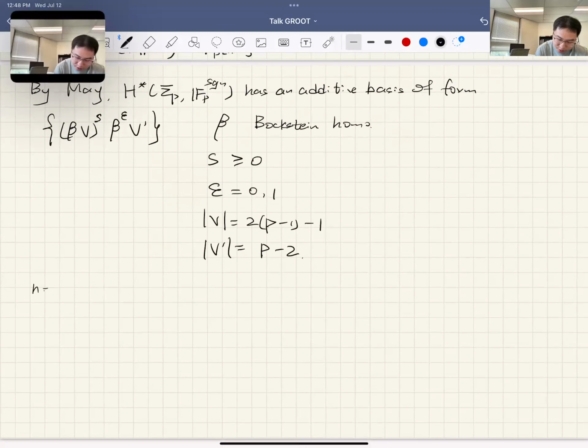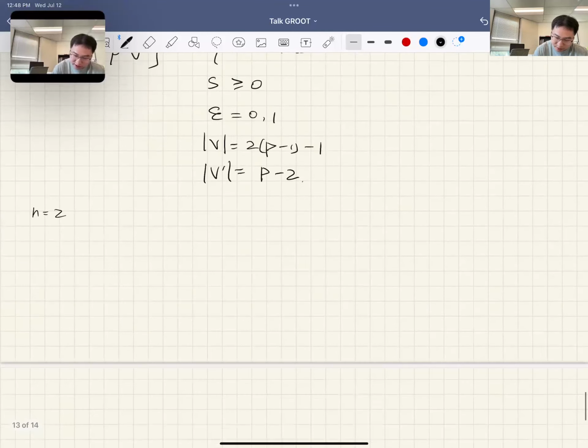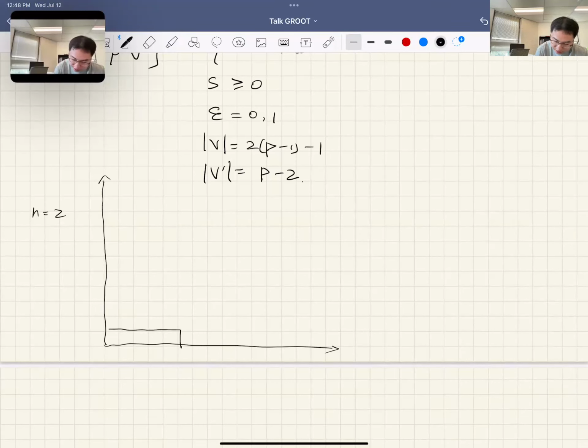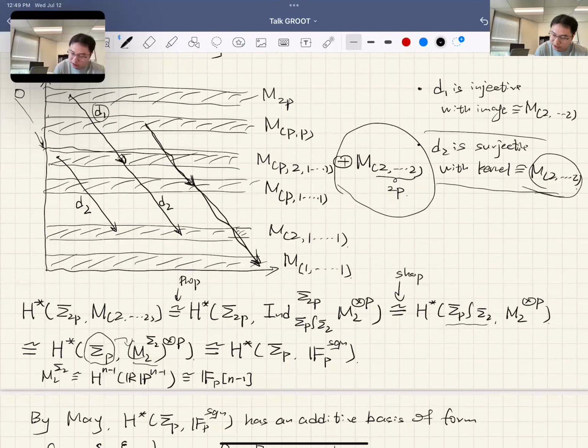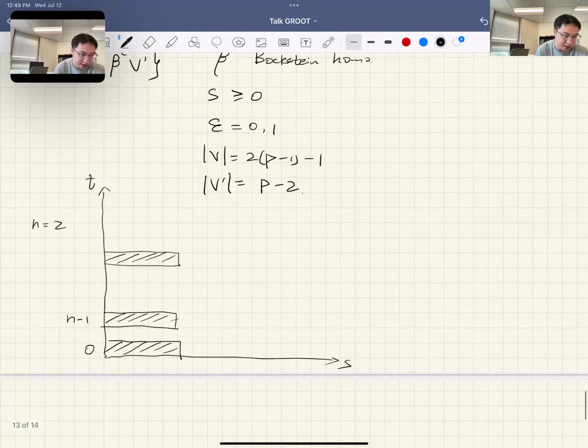if n is equal to 2, we can draw the infinite page of this spectral sequence. We have something at the bottom. It's a chopped out version as before. This corresponds to t equals 0. This corresponds to t equals n minus 1. And here we have something more because d2 is surjective with kernel equal to this part. So this just corresponds to t equals p times n minus 1.